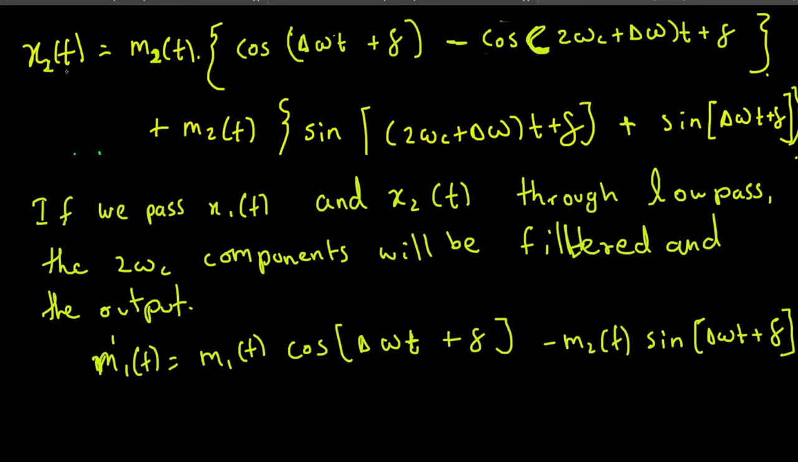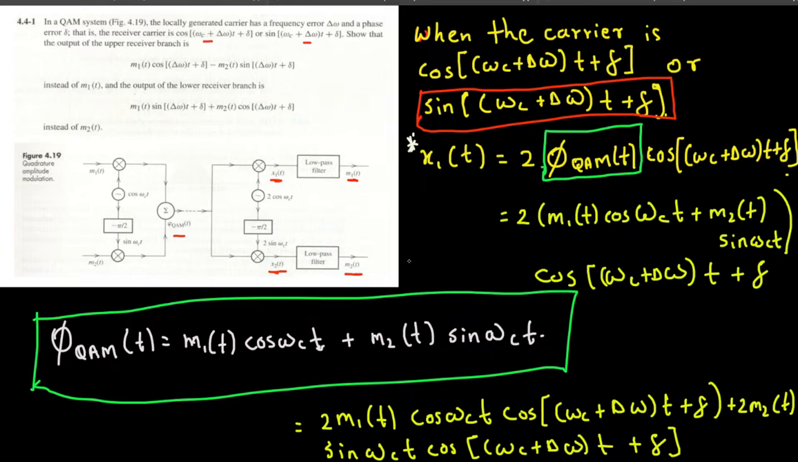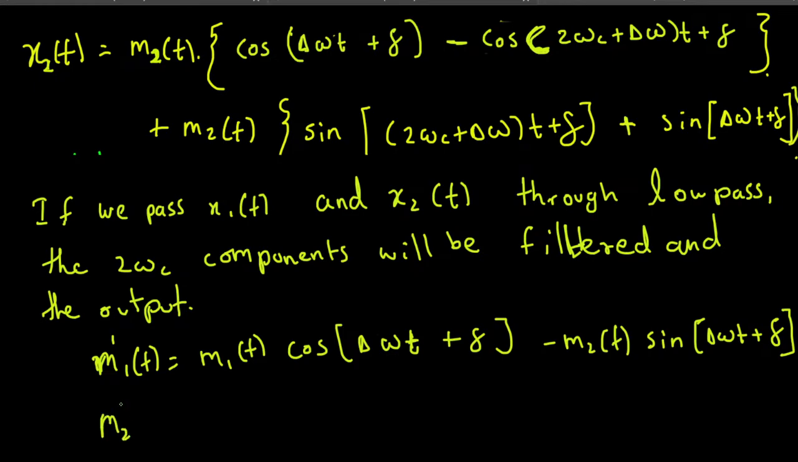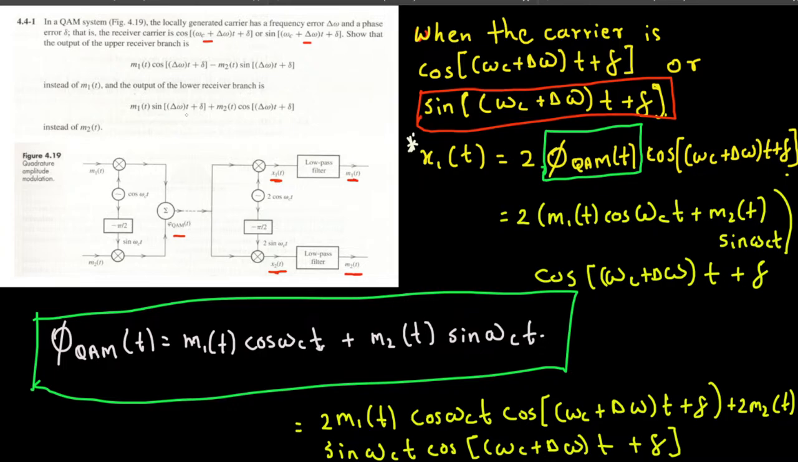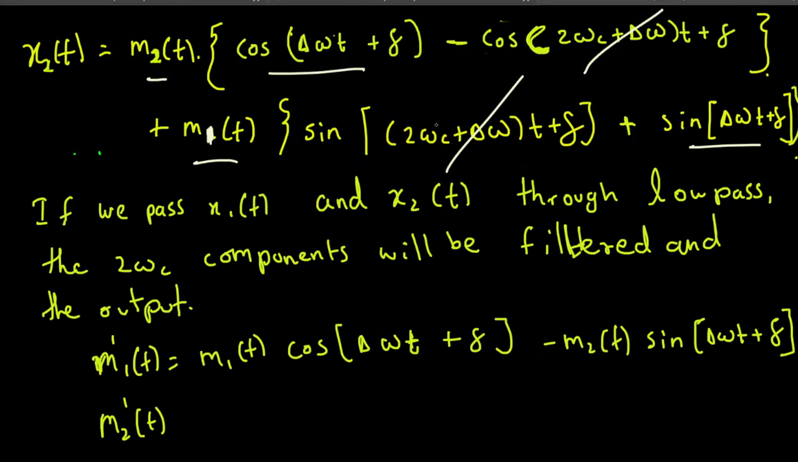Now for the x2 of t, it's going to be the same thing. That is m2 prime of t. Here also we just remove the 2 omega_c components, so this will be gone and this will also be gone. So we are left with m2 of t. And this one should be m1, I didn't change it before. So we have m1 of t sine(delta omega t plus delta), plus m2 of t cos(delta omega t plus delta). The order doesn't matter when we are doing the addition.